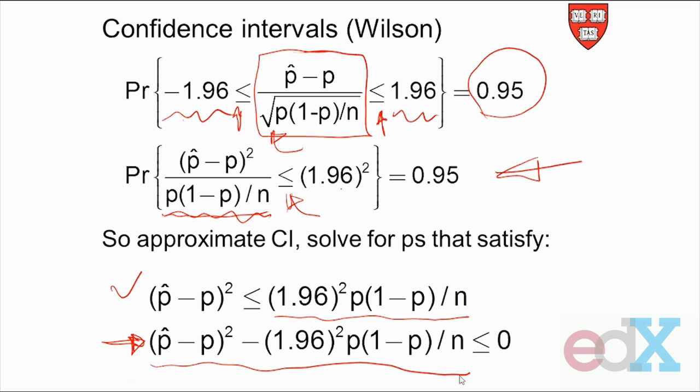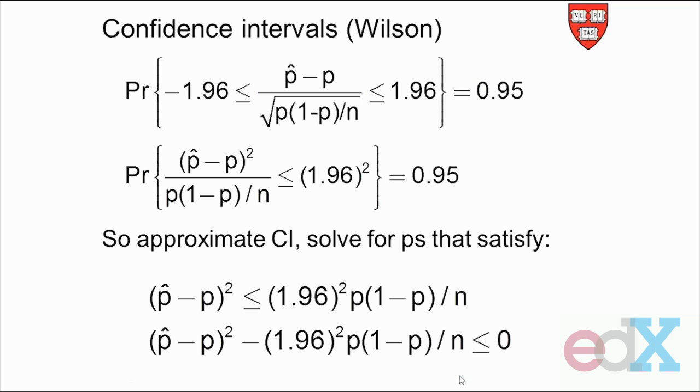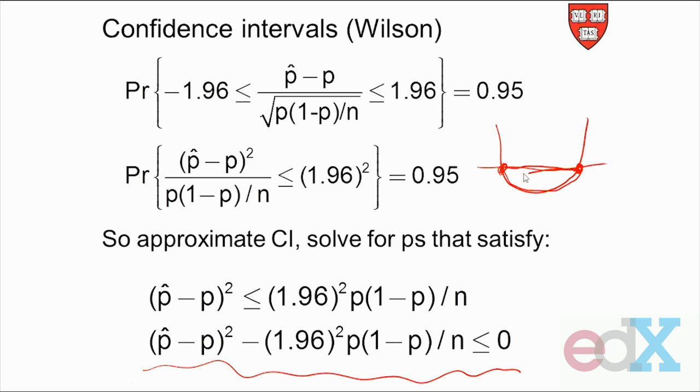So let me clean off this thing. So what do parabolas look like? Parabolas look something like this, maybe. And so there's the origin. And what we're asking for is when is the parabola less than or equal to 0? So down here it's less than or equal to 0. So we want to know the p's that lie in there. And that's the Wilson confidence interval. Now, of course, we're not going to do all these calculations every time. What we're going to do is we're going to ask Stata to do it for us.